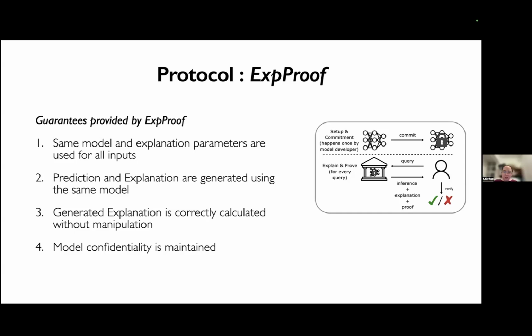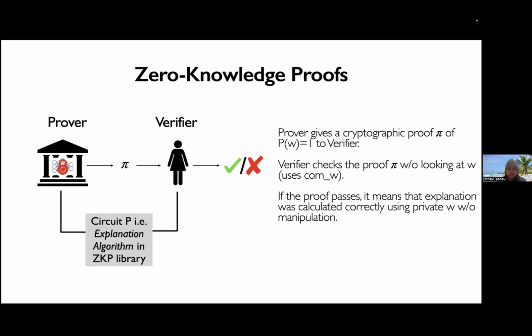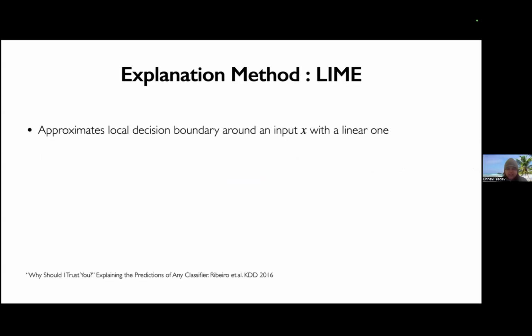There was a clarification question on the chat. Yeah, I can't see that. So is pi an explanation? Right, so pi is a cryptographic proof of the explanation. It's generated using the ZKP library. Yeah, but it uses the explanation. Okay, I hope it answers the question. Thanks. Are there any other questions I can answer?